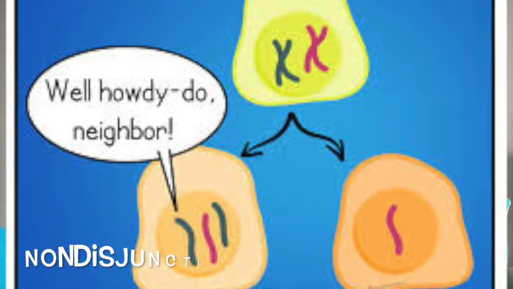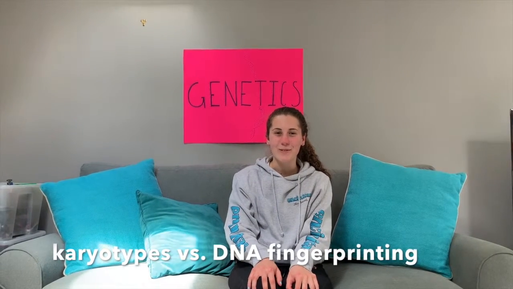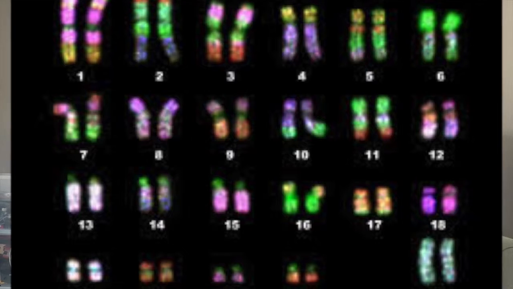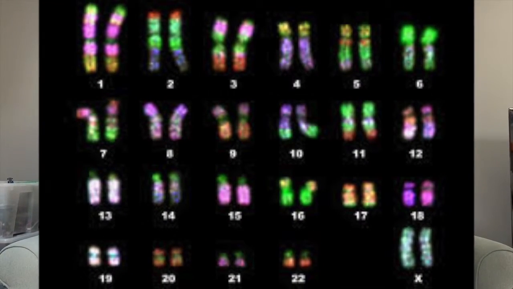Chromosomal disorders occur because of nondisjunction, which is where chromosomes fail to separate during meiosis. Genetic disorders occur because of a change or mutation in a gene. Now, we will be addressing karyotypes versus DNA fingerprinting. Karyotypes are diagrams that show chromosomal disorders, or don't show them. They are a picture of a person's chromosomes, and the homologous chromosomes are paired in order from 1 to 23.